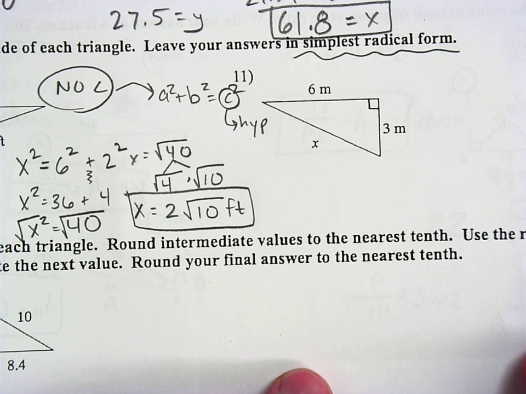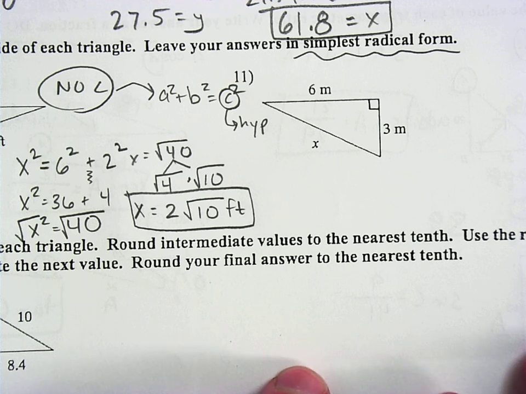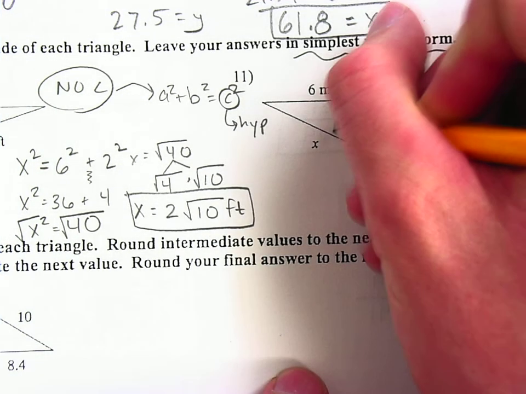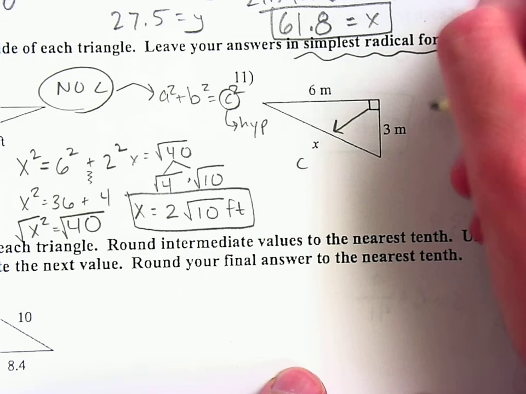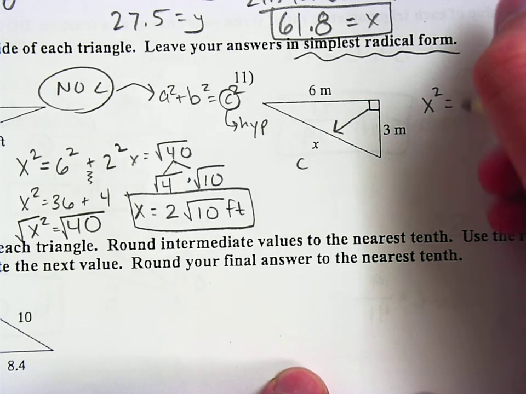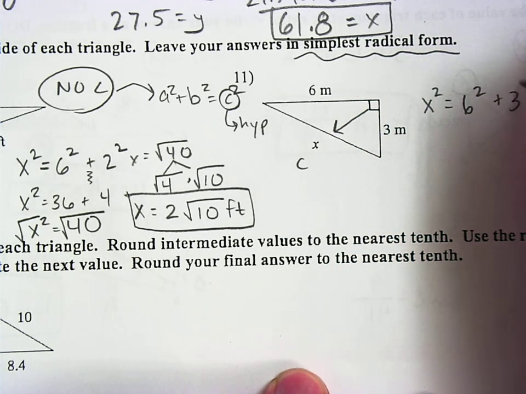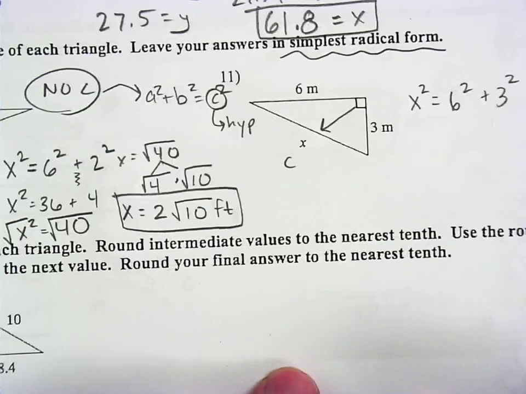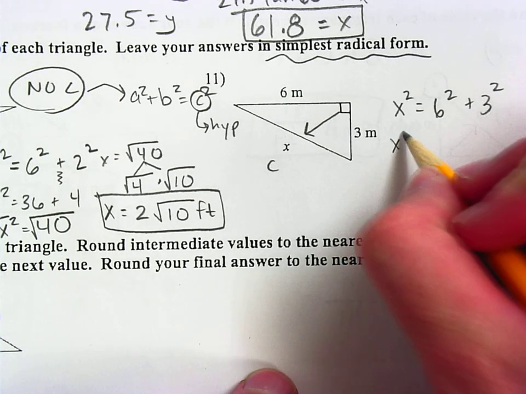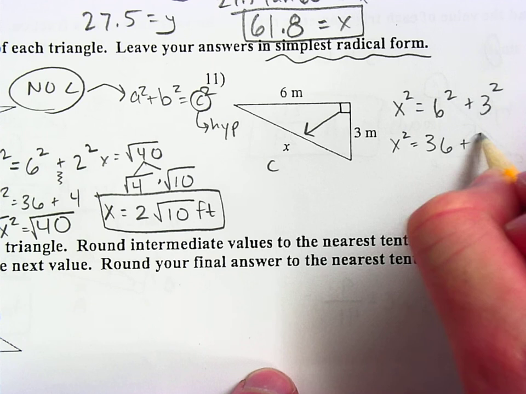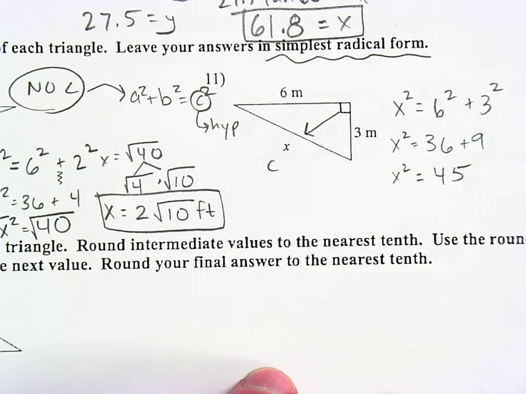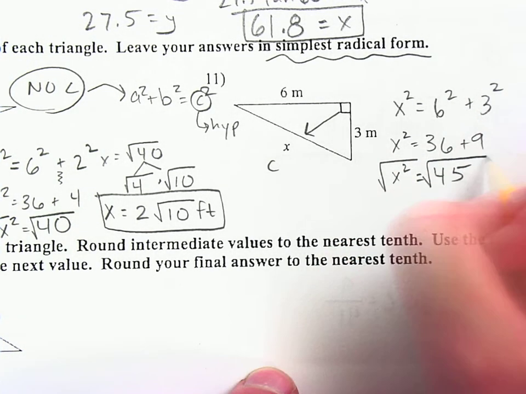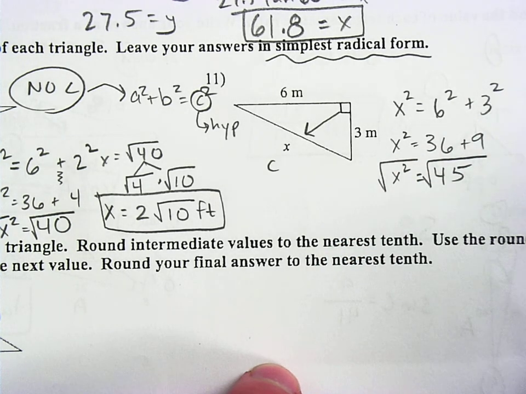Alright, so if we go to 11, again, we have no angle, so we know we're going to use the Pythagorean theorem. Our C is the hypotenuse. It's across from the right angle. And again, it's x. So x squared equals 6 squared plus 3 squared. And x squared equals 36 plus 9, which is 45.